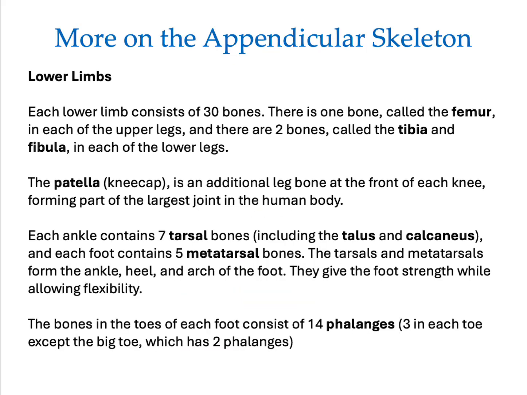More on the appendicular skeleton. The lower limbs. Each lower limb consists of 30 bones. There is 1 bone called the femur in each of the upper legs, and there are 2 bones called the tibia and fibula in each of the lower legs.